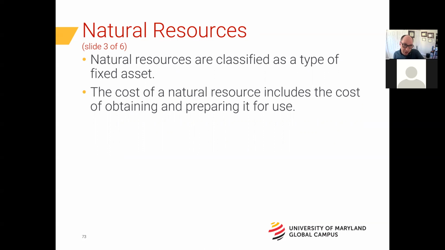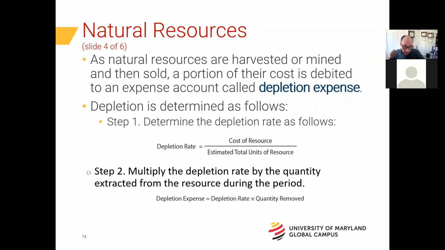So natural resources are classified as a fixed asset if they're owned by a company and will be used at some point in the process and available for sale. Costs of natural resources include costs of obtaining and prepping the natural resources for use. There are a couple of methods for this. It's called a depletion expense, or depletion rate. It's very, very similar to depreciation. The idea behind this is that we are accounting for the depletion of natural resources that the company has available for further processing and eventually for sale.